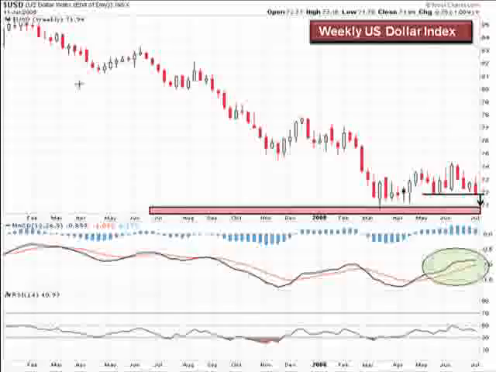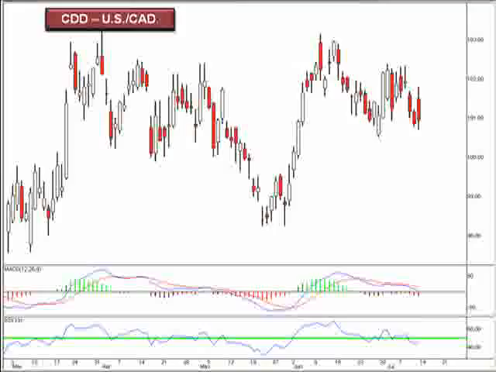If we look at our MACD, it's starting to roll over, although we haven't crossed. We are seeing the potential for a continuation to the downside. Our RSI continues to stay below that 50% level, suggesting that a downward trend is still in place. We want to keep our views on the US dollar index in mind as we move through the next group of currency pairs. The first one we're going to look at is the CDD, the US versus the Canadian dollar.